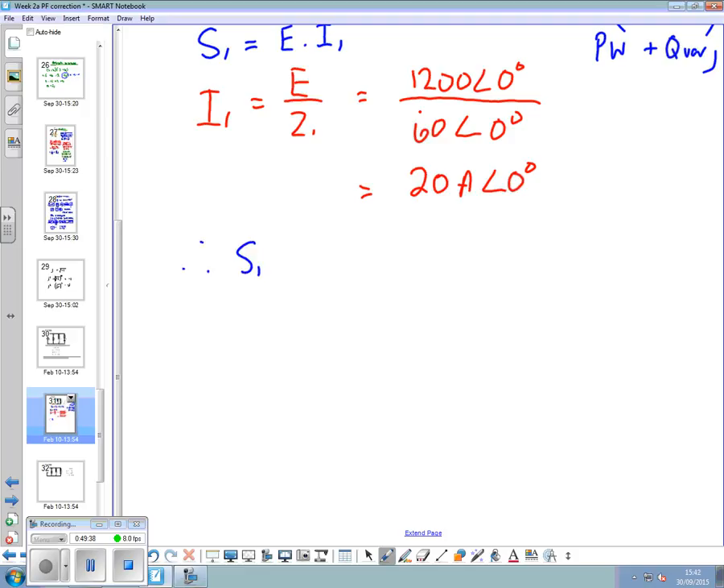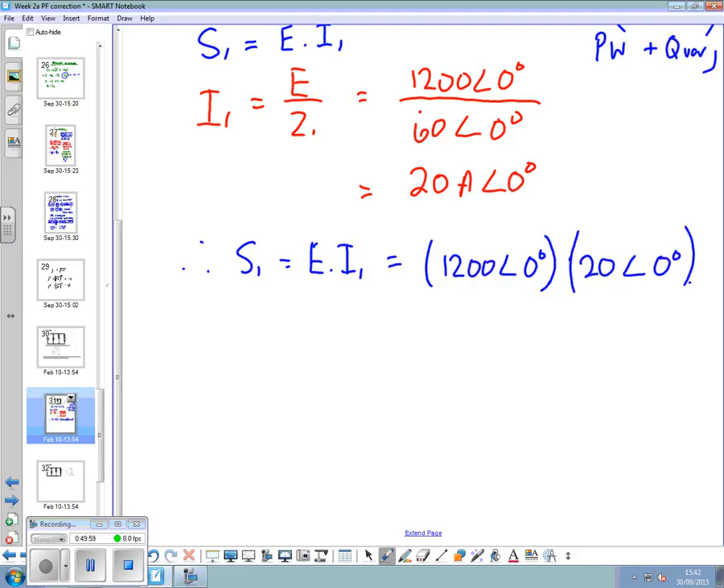Therefore, S1 is equal to E times I1, which is equal to 1200 angle 0 degrees times 20 angle 0 degrees. 20 times 1200 is 24,000, and 0 plus 0 is angle 0 degrees.